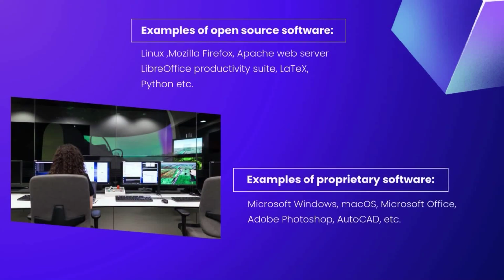There are numerous examples of open source software across various domains. Some familiar examples are Linux operating system, Mozilla Firefox web browser, Apache web server, LibreOffice productivity suite, LaTeX, Python, etc. And some common examples of proprietary software are Microsoft Windows operating system, Mac OS, Microsoft Office, Adobe Photoshop, AutoCAD, etc.